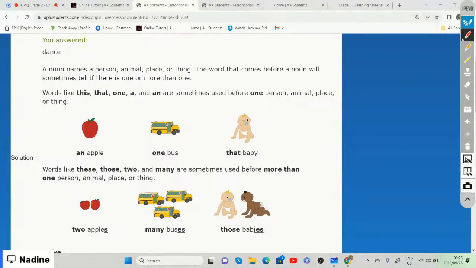But now words like these, those. So words like these, those, two, and many. These words are sometimes used before more than one. So before two or more people, places, animals, or things, right? So words like these, those, two, and many are sometimes used before more than one person, more than one animal, place, or thing.